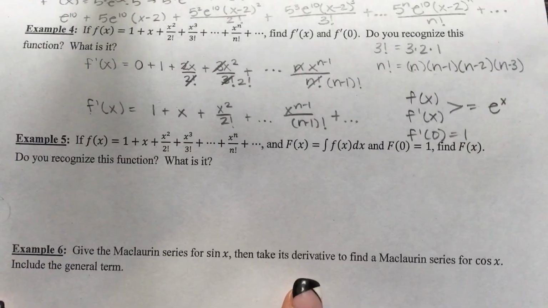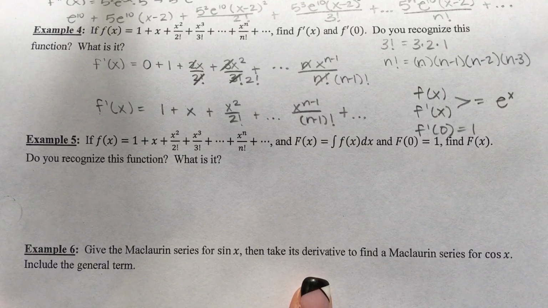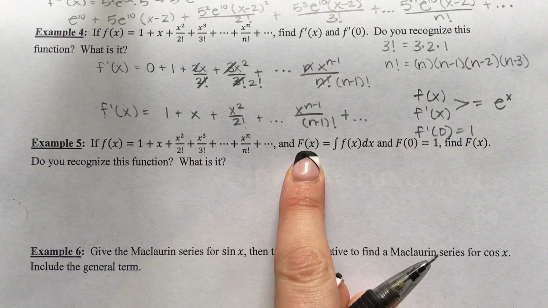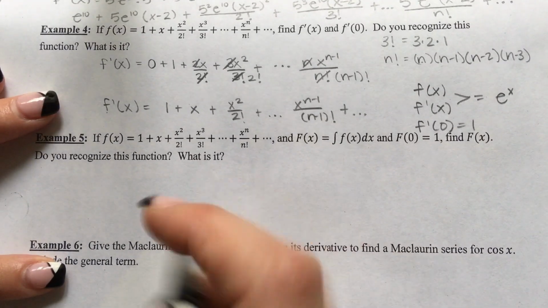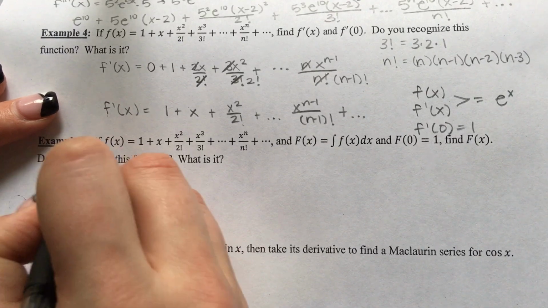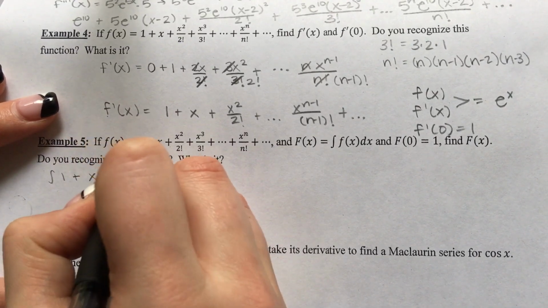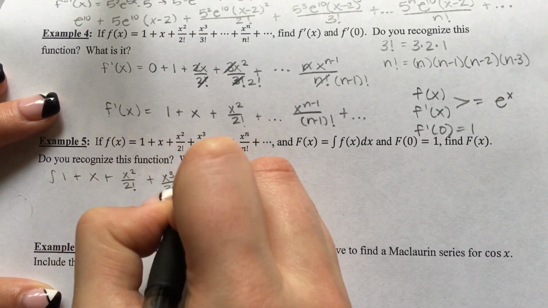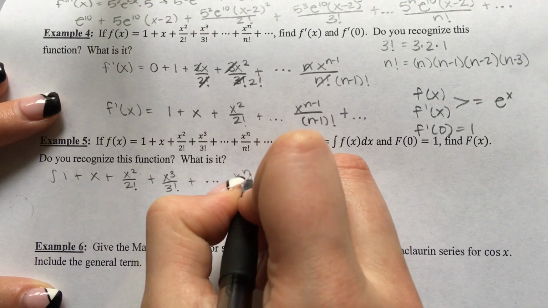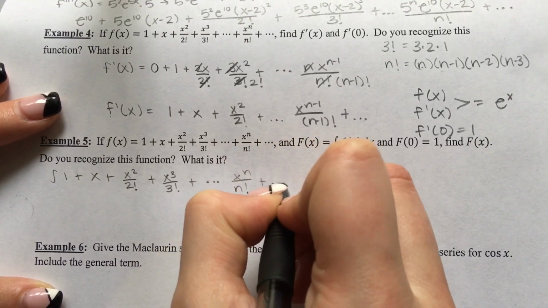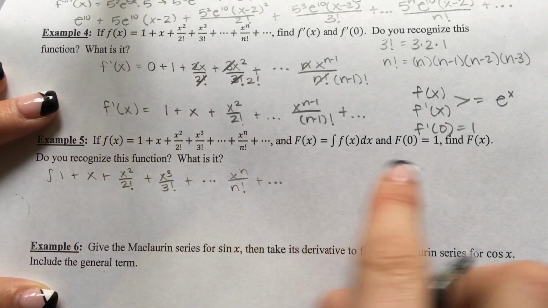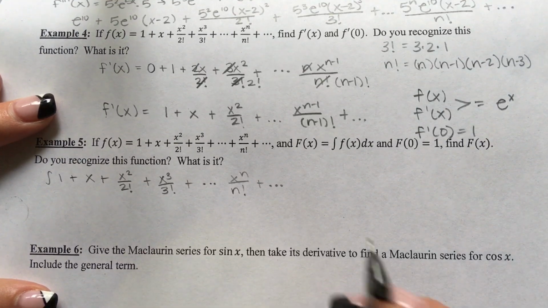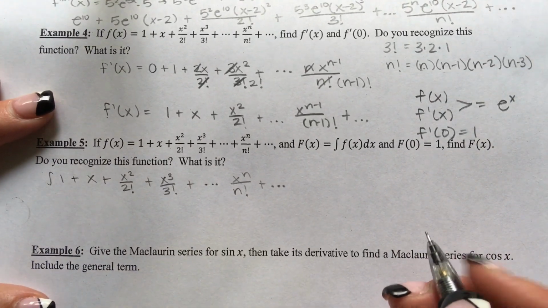All right, example 5. So if we look at this one, they give us this to start with, and then they say they want capital F of x, and that's going to be the integral. So we're going to go ahead and find the integral of 1 plus x squared over 2 factorial, and we're going to plug in 0 to get 1. That's going to help us figure out our c value. If you guys remember, usually that point they give you is to help you find c.